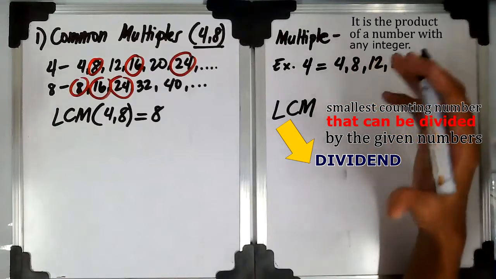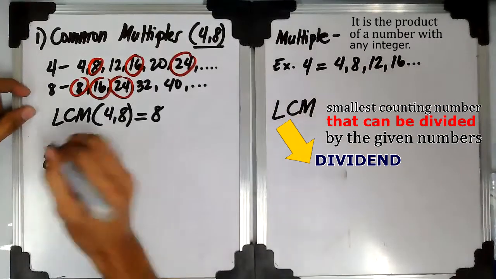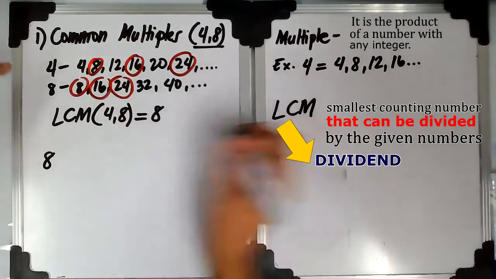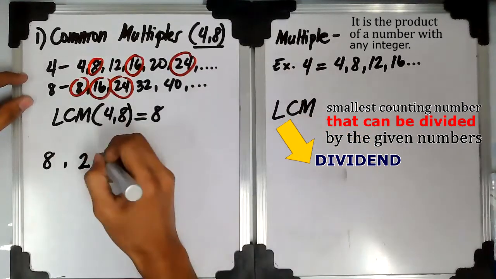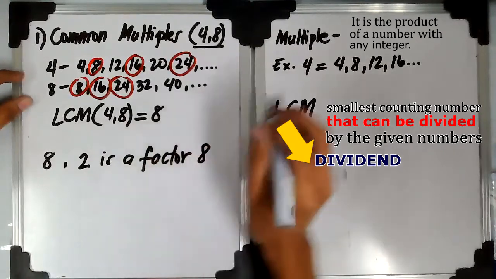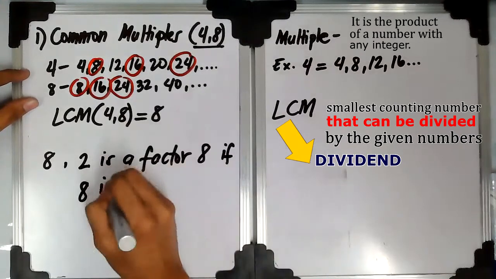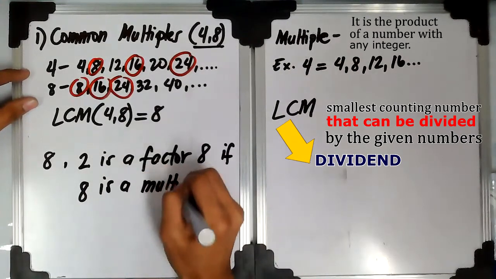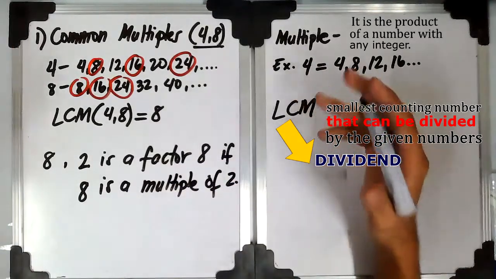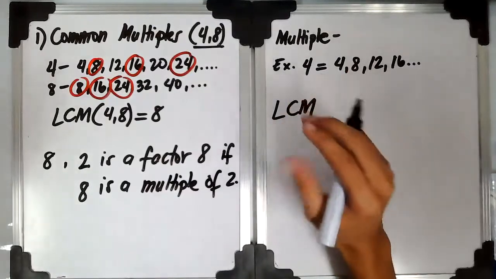We can basically apply the concept of factoring to get the LCM. Since let's say we have 8, a number is a factor of 8 if 8 is a multiple of that number. For example, 2 is a factor of 8. Alright, 2 is a factor of 8 if 8 is a multiple of 2. And we all know that it is true. So how can we use the factors of the given numbers in getting the LCM?